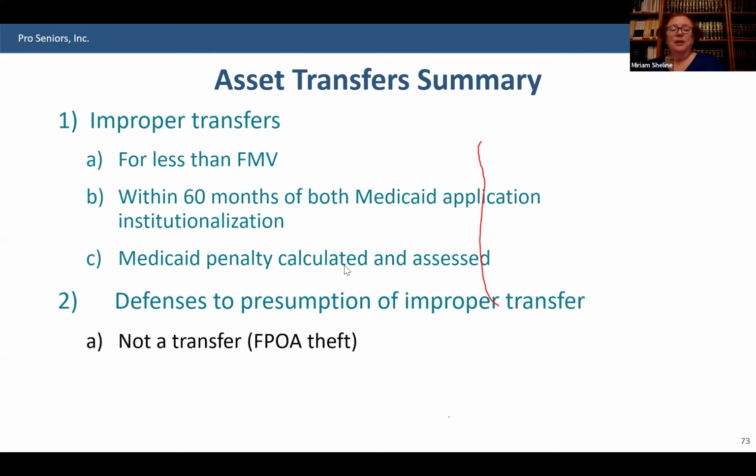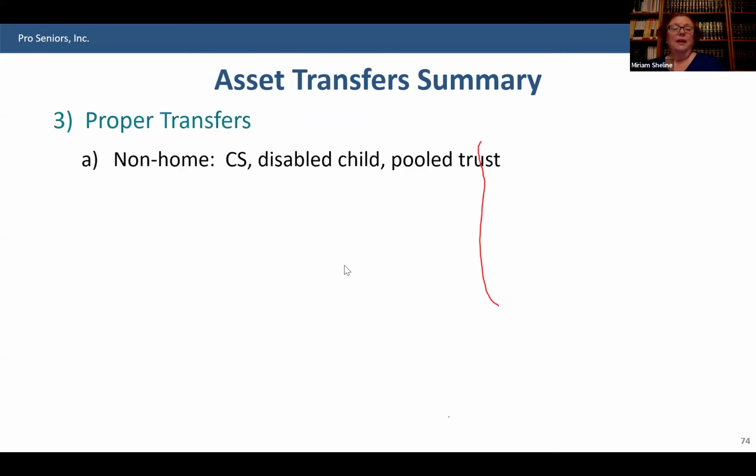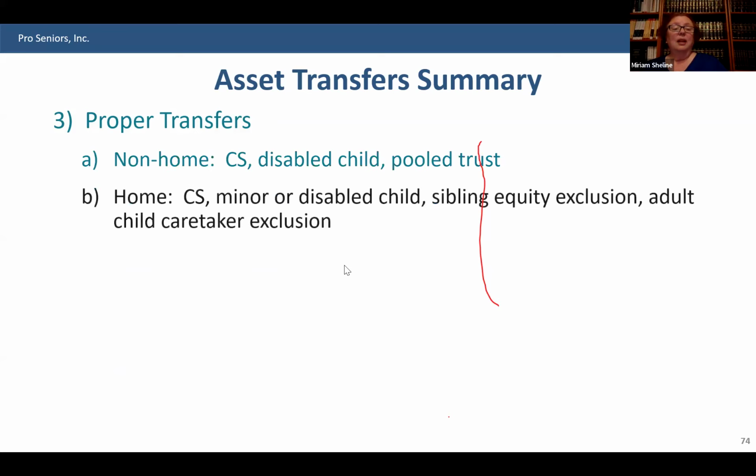What are our defenses to the presumption? That it wasn't a transfer, somebody actually stole it. It was a fair market value transfer. It was a transfer for a purpose not for qualifying for Medicaid. Proper transfers, non-home: community spouse, disabled child, or pooled trust. The home, you can transfer it to the community spouse, minor or disabled child, the sibling equity exclusion, or the adult child caretaker exclusion. But again, with the last one, you have lots of documentation you must establish.